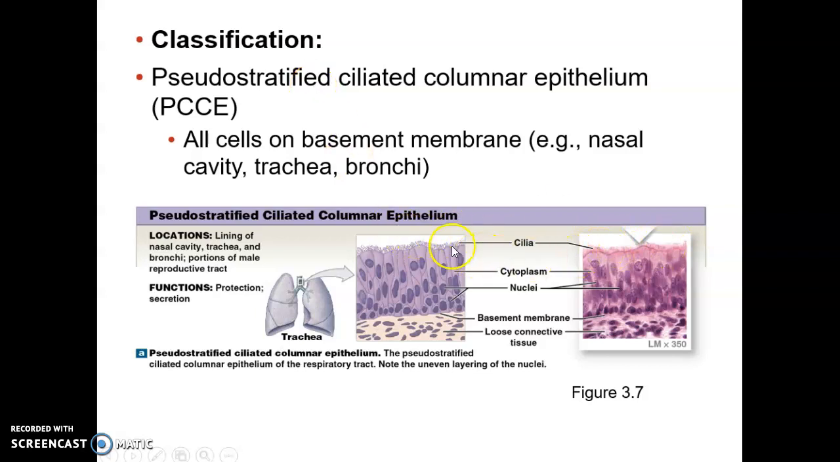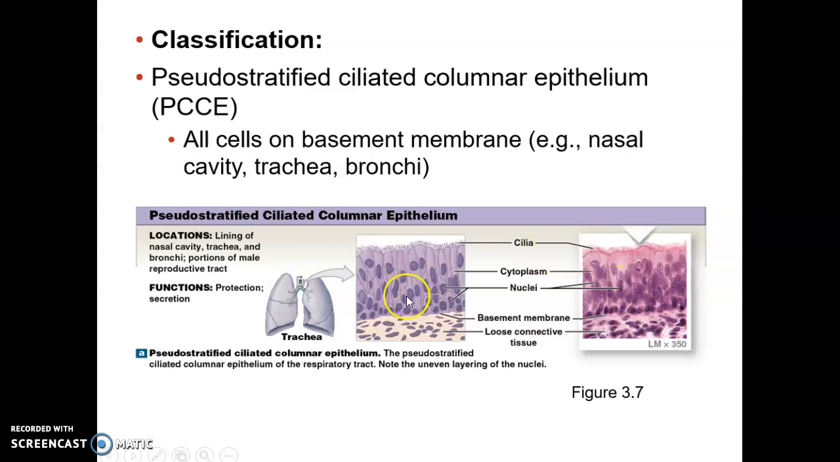Ciliated because there's cilia in the apical cells, and columnar because the cells are essentially all columnar in shape. This is found in our respiratory passages: nasal cavity, trachea, windpipe, and the bronchi that are branching into the lungs. And the cilia, as we'll talk about later, move because they have components of the cytoskeleton within them. You can go back and refer to that in the previous chapter.